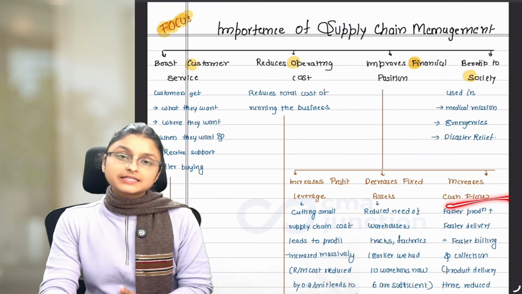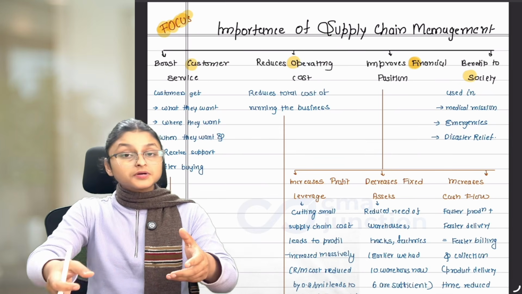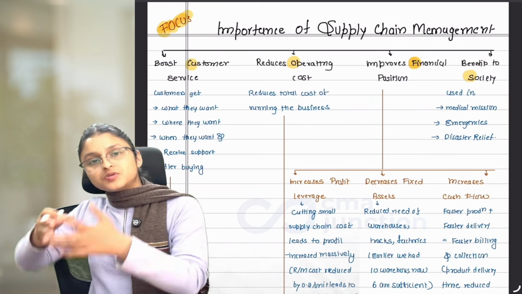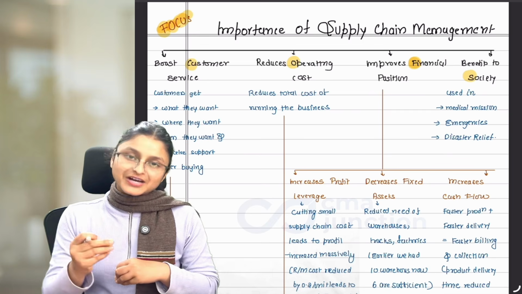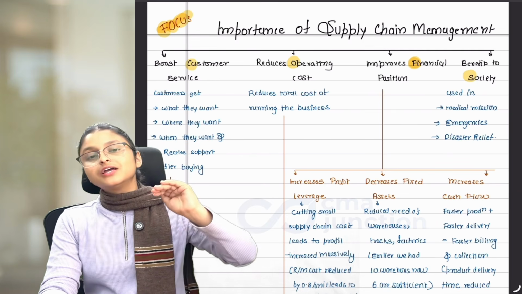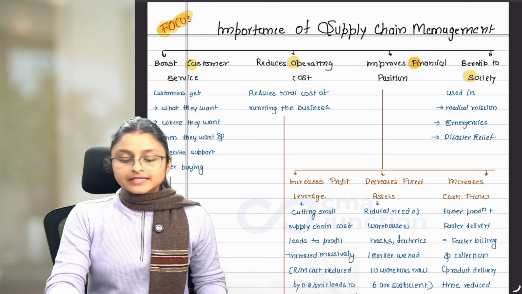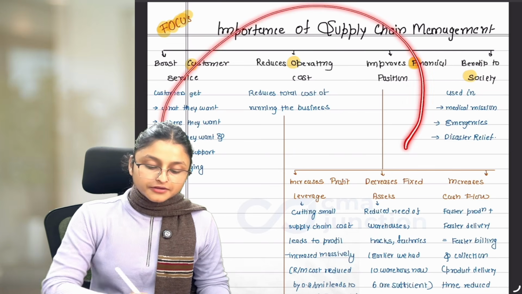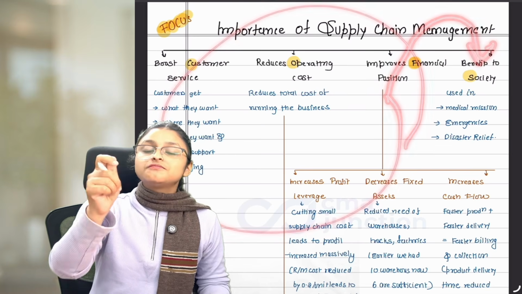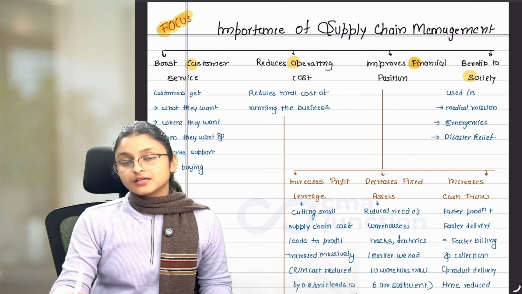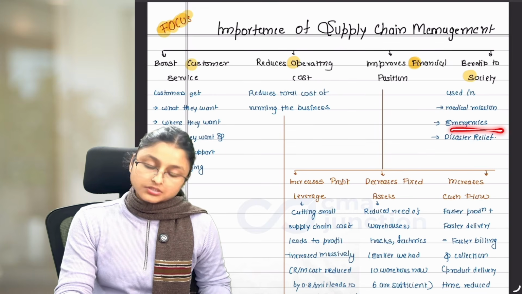Next is increase in cash flow. If your production is faster and you are delivering the products to the customer faster, you will do the billing faster and you will get the money from the customer faster. And that is why organizations have more cash flow when they manage their supply chain properly. Next is benefits to society. After giving benefits to the organization with the help of supply chain management, we can benefit society as well in medical missions, disaster reliefs, or emergency situations.